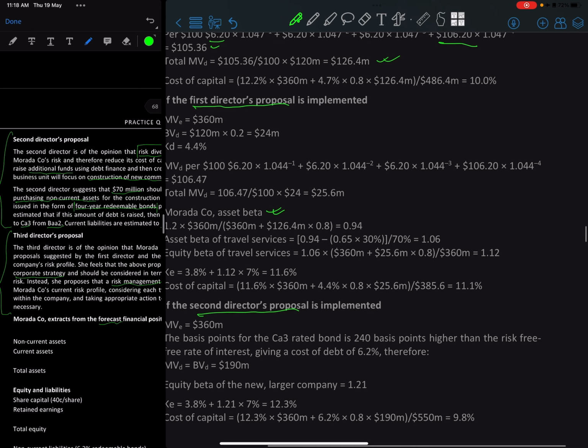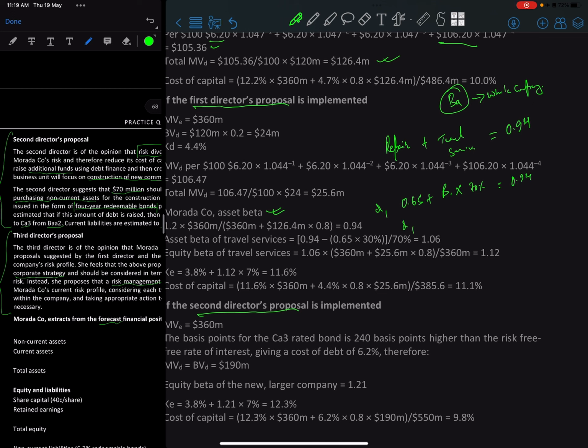Beta assets, this is for the whole company, equals 0.94. So what does this include? This includes repair plus the travel services, right? We've been given the repair beta 0.65. What's the travel services beta? We don't know, right? So beta of travel times, what's the proportion of this? 70% of the total business, right? So 70% of this is coming from this. So 0.65, 30% of something. Okay, so 0.94, right?